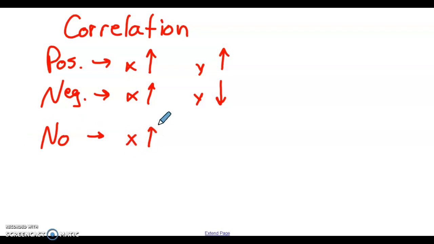That means as I'm looking at my graph from left to right, the positive correlation means my y would also be going up from left to right. Negative correlation means as my x is going up from left to right, my y is going down. So that's like a positive slope, negative slope, same thing. And then no correlation at all is as your x is increasing, the y has no pattern.